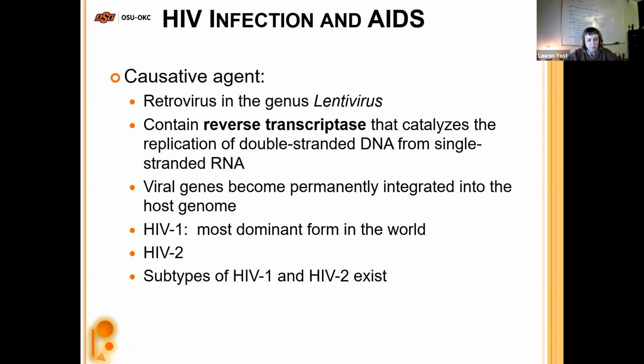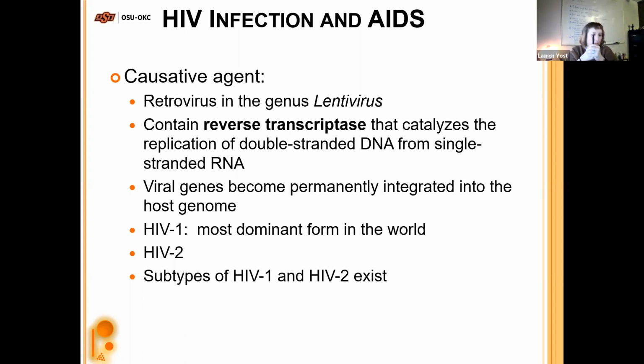HIV is caused by a retrovirus in the genus lentivirus. It contains a reverse transcriptase that allows it to make a double-stranded DNA from its single-stranded RNA genome. So its actual genome is single-stranded RNA, and when it gets into cells, it can turn that single-stranded RNA into double-stranded DNA to be incorporated into the host genome. The viral genes will become permanently integrated into the host genome.